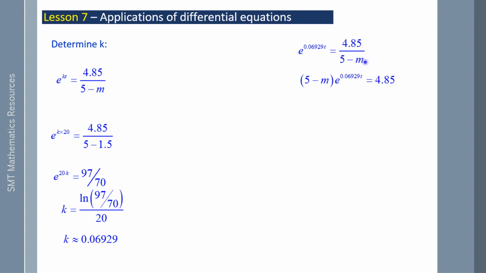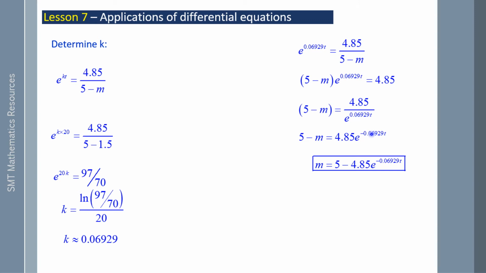Here, I'm multiplying both sides by 5 take m. I'm then going to rewrite this by dividing by e to the power of 0.06929t. I now have 5 take m equaling 4.85 e to the -0.06929t, due to using your index laws. And we could rewrite this. If we subtract this, as it is inverse operation, bring it to the other side, and bring the m to the other side, we'd have m equals 5 take 4.85 e to the -0.06929t.